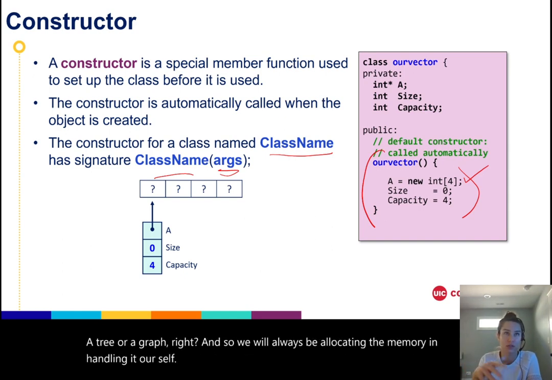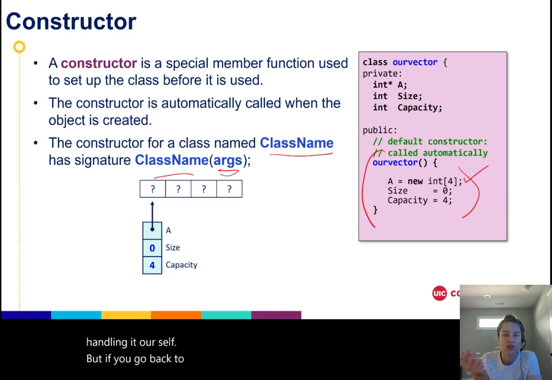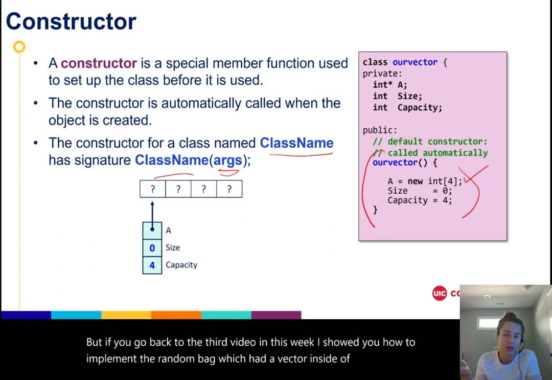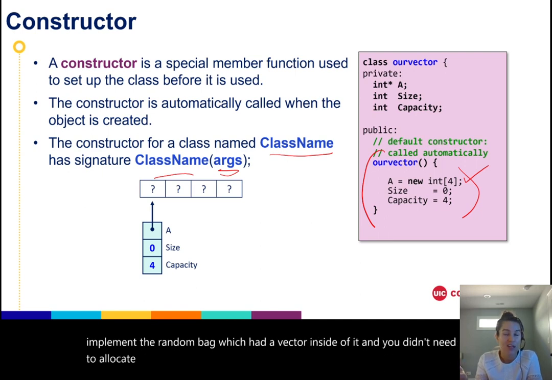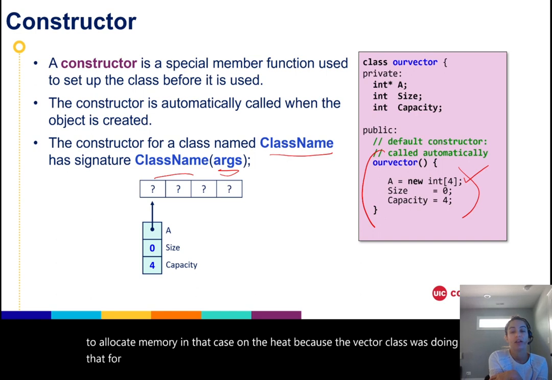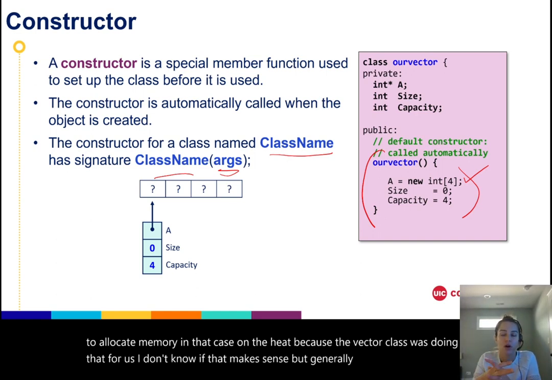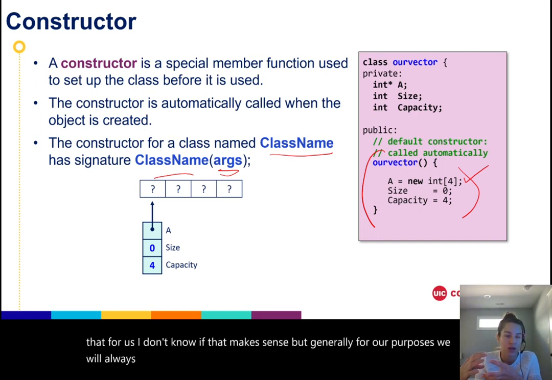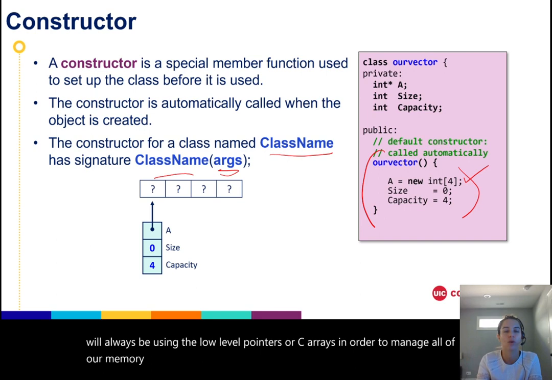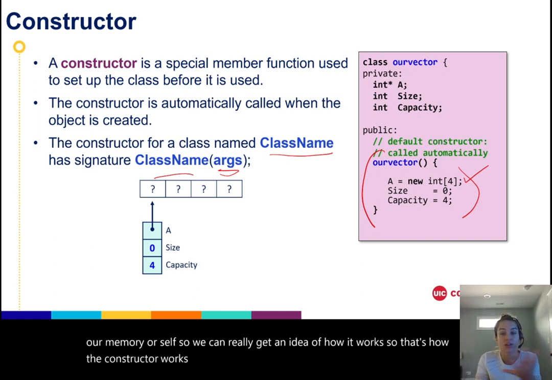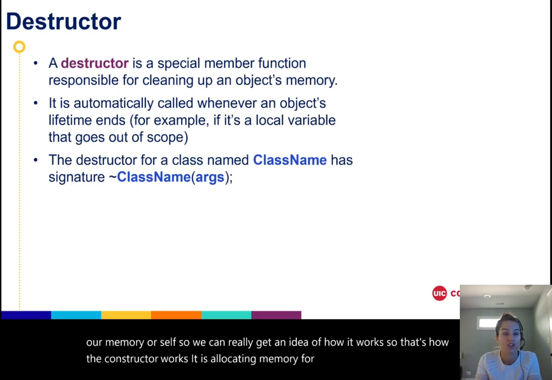But if you go back to the third video in this week, I showed you how to implement the random bag, which had a vector inside of it, and you didn't need to allocate memory on the heap in that case because the vector class was doing that for us. I don't know if that makes sense, but generally for our purposes, we will always be using the low level pointers or C arrays in order to manage all of our memory ourselves, so we can really get an idea of how it works. So that's how the constructor works. It is allocating memory for whatever data structure you're managing.